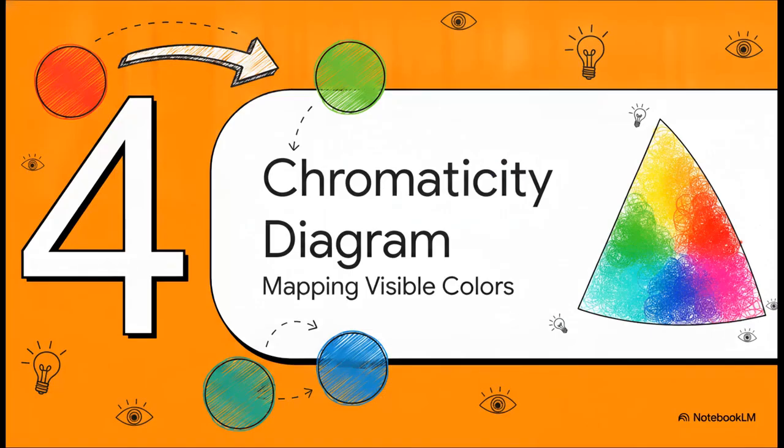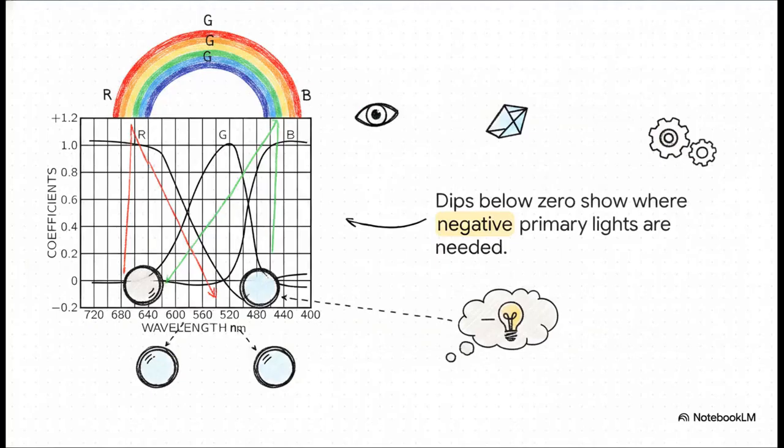Section 4. The chromaticity diagram, mapping the visible world. Because hey, if color mixing is really just vector math, we should be able to graph it, right? Now, what's really interesting about this is those dips right below the zero line. This is graphing the exact amounts of red, green, and blue light needed to match every pure color of the rainbow. See how those curves dip down into the negative? That definitively proves that there is no such thing as a perfect, absolute set of three primary colors in nature. You just can't make every single hue without eventually having to dip into negative light.